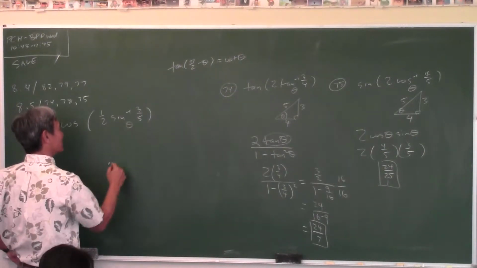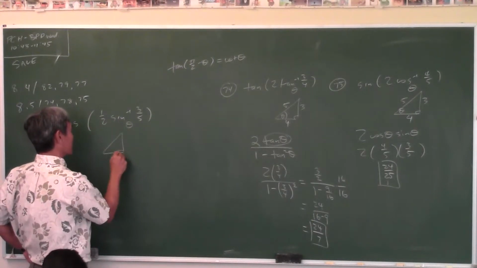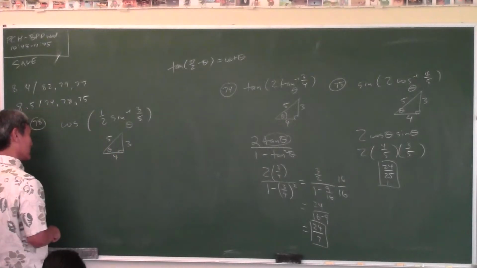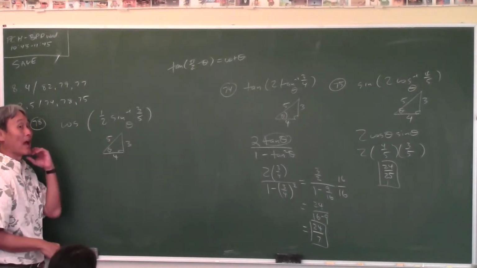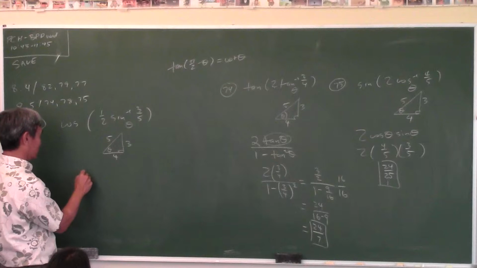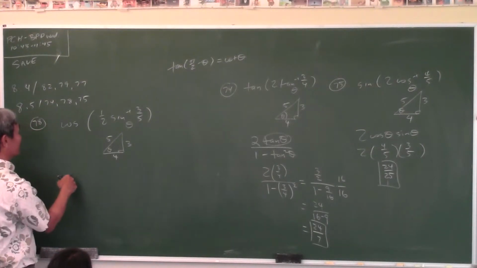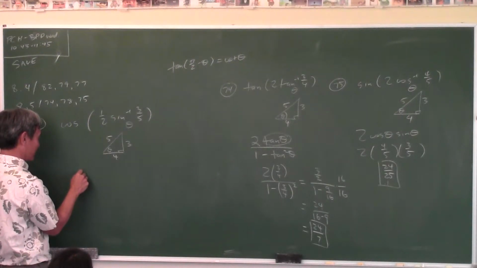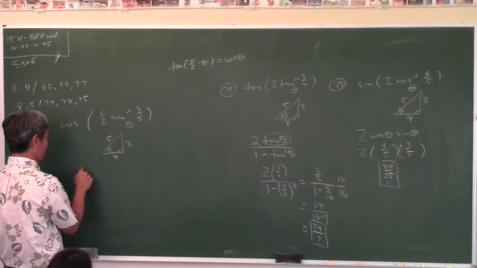This is an angle. Is that an angle I know, or do I have to draw the triangle? I have to draw the triangle. So sine theta is opposite over hypotenuse, and then you use Pythagoras. Okay, now, this is cosine of 1/2 theta. That means you need the half angle identity for cosine. Look, it's cosine right there.